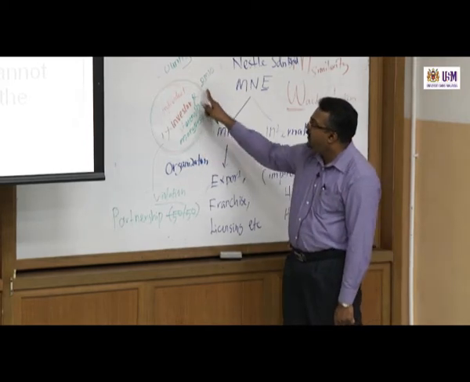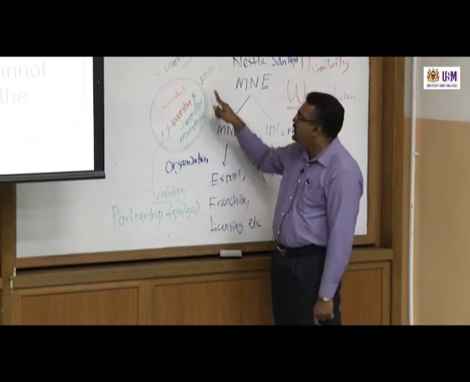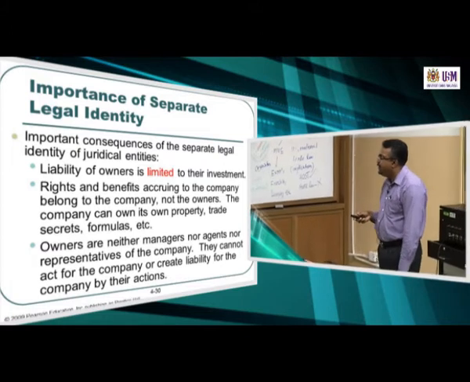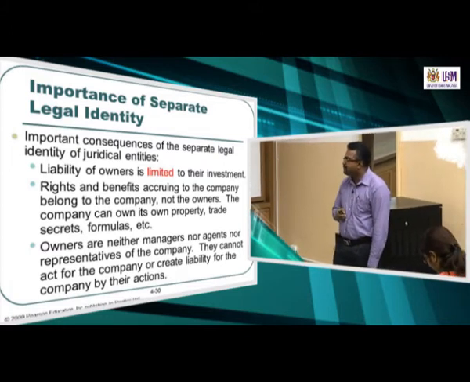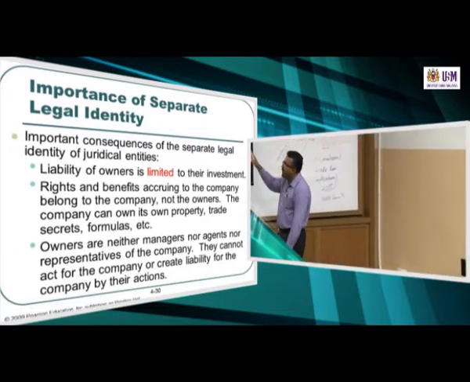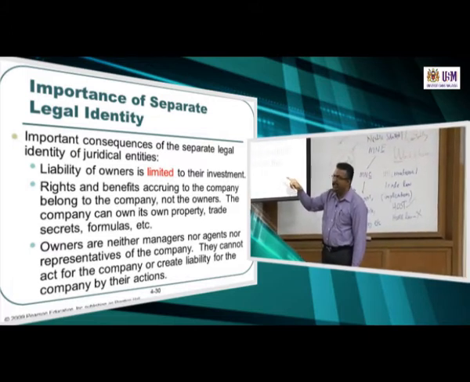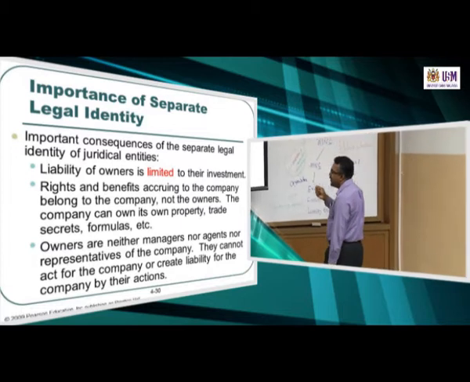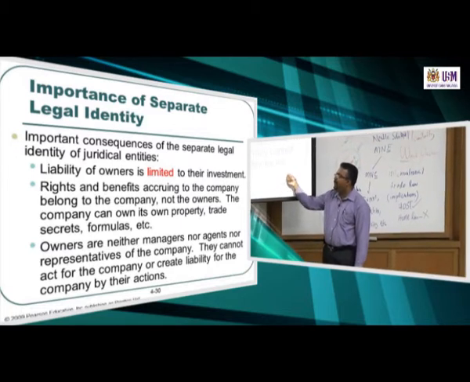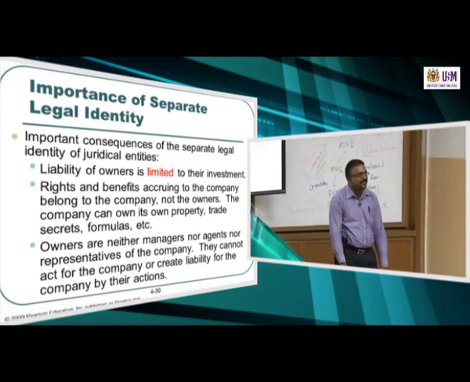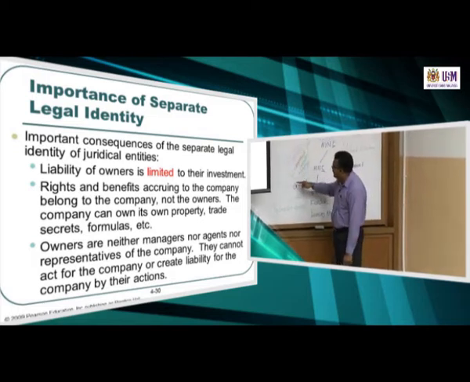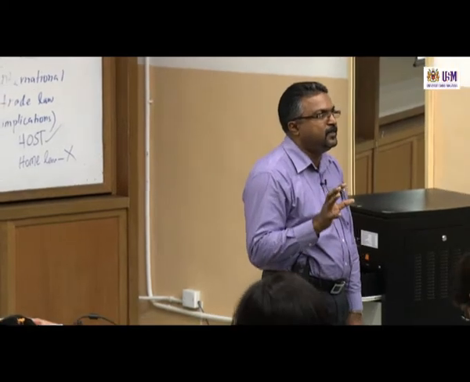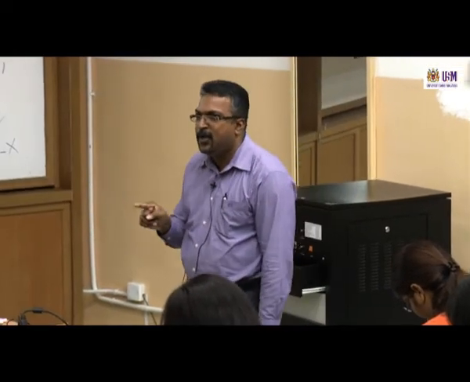But over here, it is not. In the corporation, it is what we call a separate legal entity. If they have done something wrong, they just lose the particular investment. The company still goes on. We call that a separate legal entity. The liability of owners is limited to their particular investment. Owners are neither managers nor agents or representatives of the company. They cannot act for the company or create liability for the company by their actions. So we call this company itself a separate legal entity. The company will be charged as an organization, not the state, not the individual, not the manager.